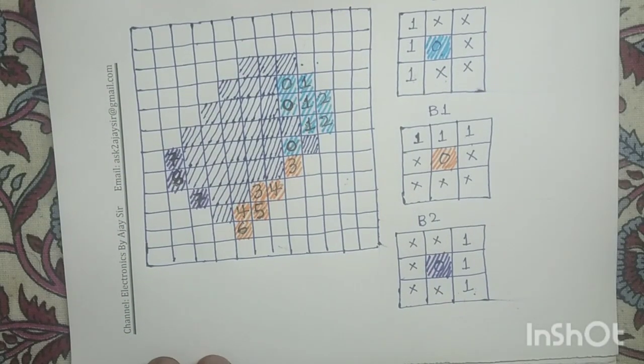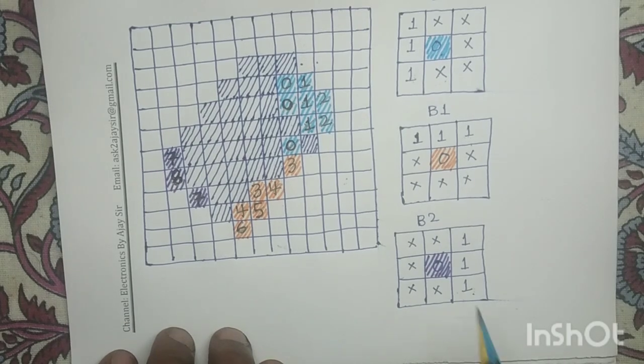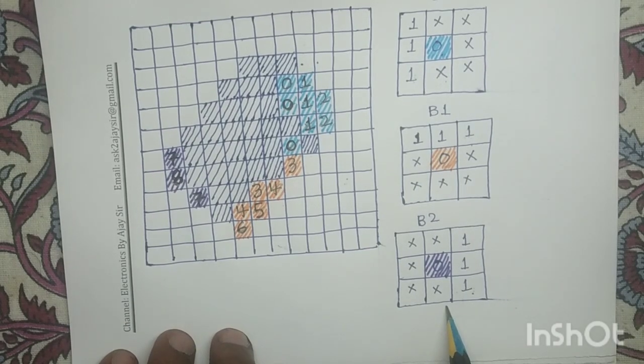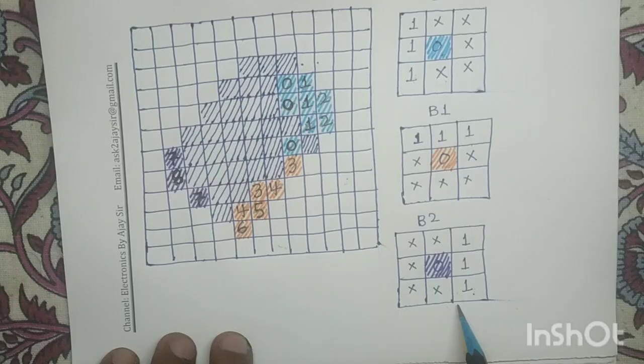Further on this intermediate result, if I perform the hit or miss transformation with this structuring element B2, I will not get a new hit point. I will not get any other hit points, which indicates that the point of convergence with this structuring element B2 has been reached. So now next we will try with the structuring element B3.